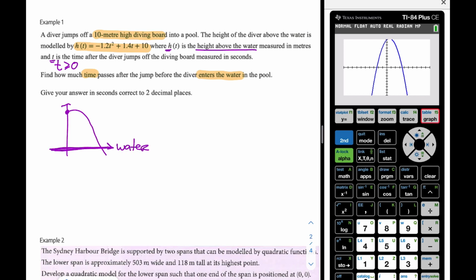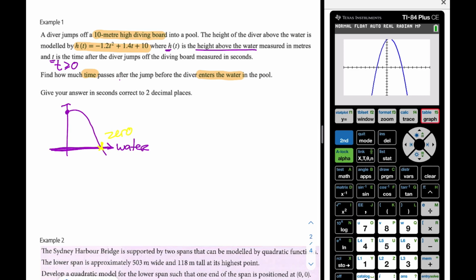So when they ask the question, find how much time has passed after the jump before the diver enters the water, we are looking for the point where the diver crosses the water. In other words, we are looking for the zero of our function.